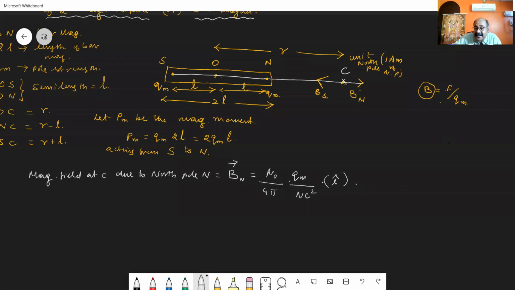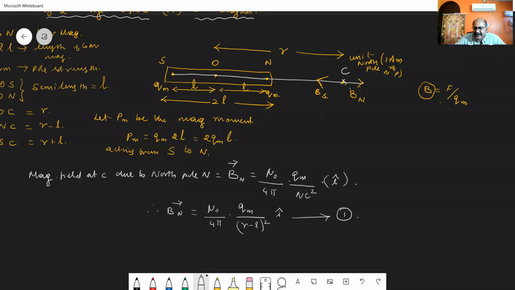Now you substitute for NC. Correct? Force per unit pole strength. Unit pole strength means Qm is 1. What is force? Force between the Qm and the unit north pole placed at the point C. So therefore, what is the value of Bn vector? It is mu 0 divided by 4 pi into Qm divided by NC square, which is R minus L, the whole square, acting along the positive x-axis. So I am writing it as I cap. Take this as equation number 1.